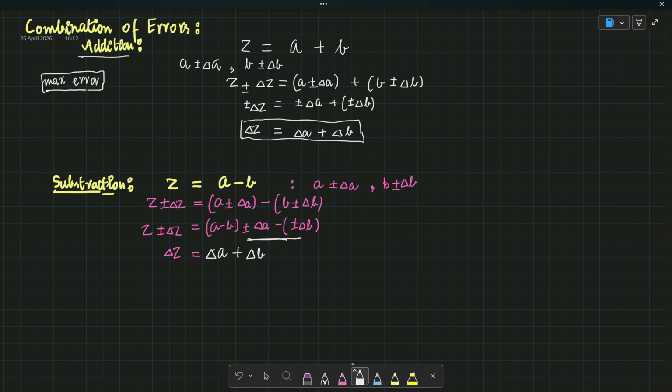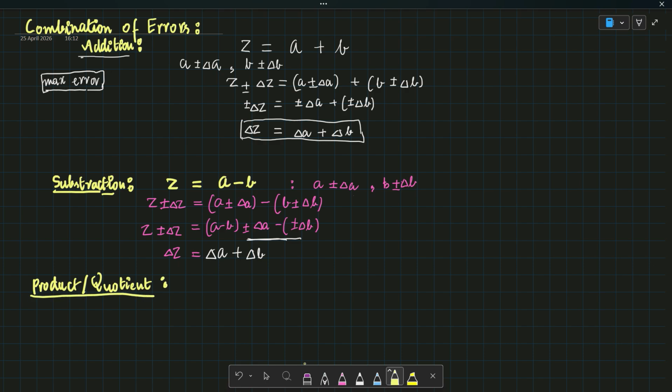So it doesn't matter whether the two quantities are added or subtracted. When we are trying to find out error, their errors always add up. This is the result: whenever we are trying to calculate error, we always add the individual errors. And then after that we'll try to calculate what will be the error in case of product, and then we'll find out what is the error in case of quotient, or you can say the error in case of division.